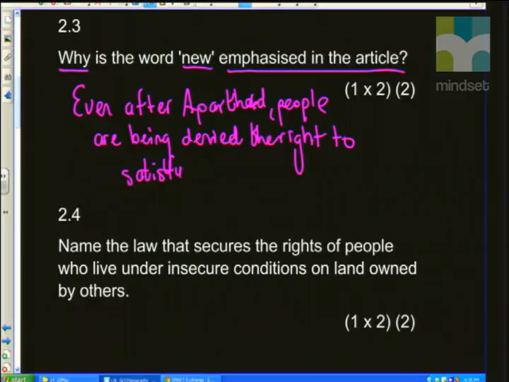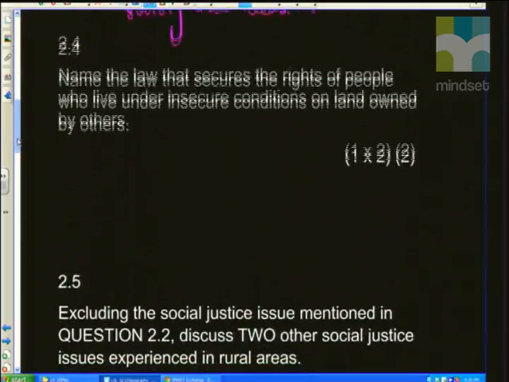You can put that in your own words as long as you get the point across. 2 marks for that sentence. Let's have a look at the next 2 questions.